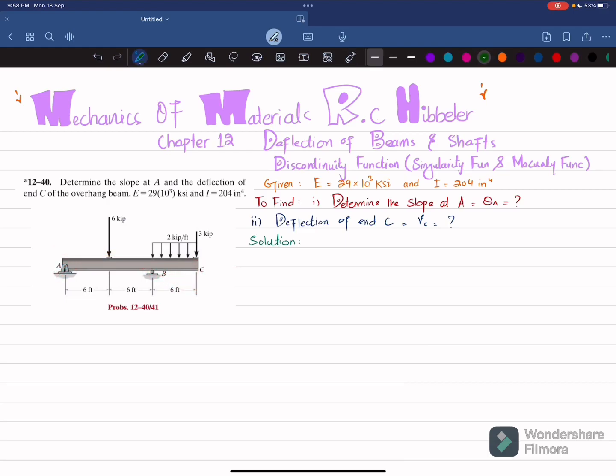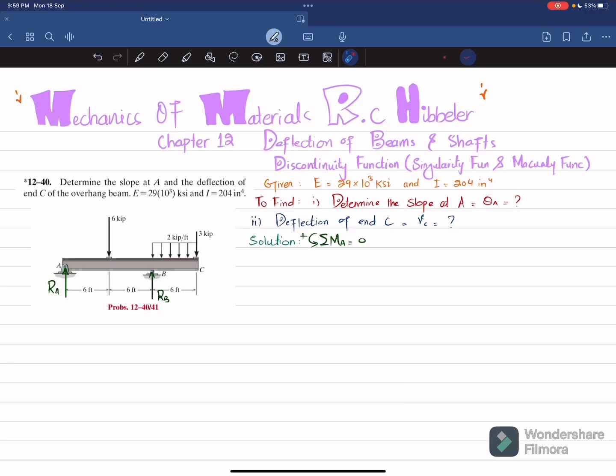So the first step is that if you remove this pin support, you'll have a reaction force. Let this reaction force be Ra, and if you remove this roller support, you'll have a reaction force which is represented as Rb. So we will find this Ra and Rb by using equations of equilibrium. The first equation of equilibrium is that the sum of all moments about point A is equal to 0, taking the counterclockwise moment as positive.